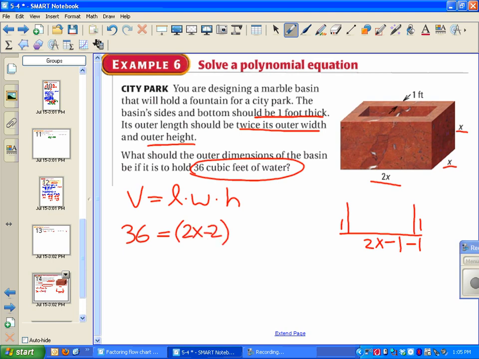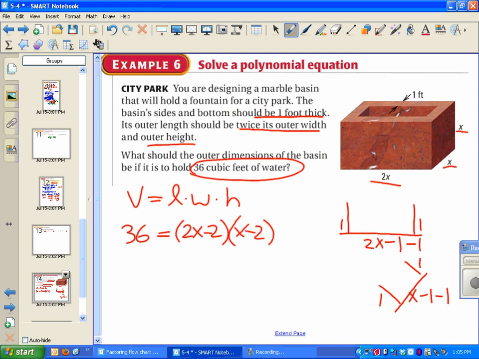Our width is kind of the same idea. So here's our width. Our width is x, but that's going to cut in right here and right here, since the sides are going to be 1 foot thick. So here's 1 foot, here's 1 foot. So our width for the inside, the water that's going to hold, would be x minus 1 and minus 1 for the left and the right. So that would be x minus 2.